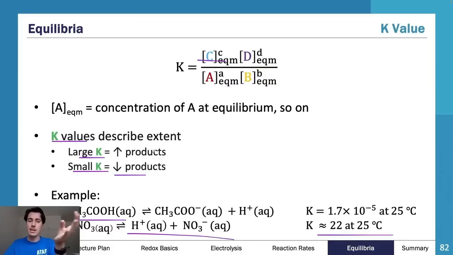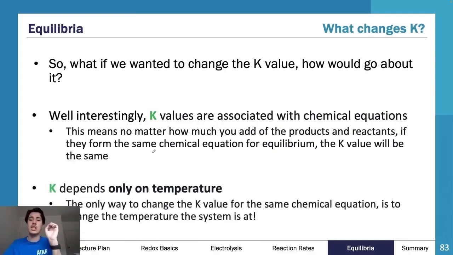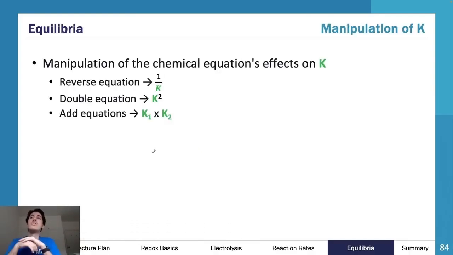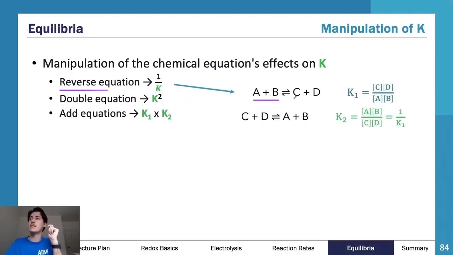As per why in this last one, I had 25 degrees next to them. Temperature is the only thing that changes it. Now, you can manipulate your K value if you manipulate your equation. So what if I wanted to reverse my K value? Well, if I wanted to put 1 over my K value, I need to reverse my equation. So if you see here, I go A plus B goes to C plus D. That's my K value. Well, if I do C plus D goes to A plus B, I essentially flip what goes on top and the bottom. So I get 1 over K1.